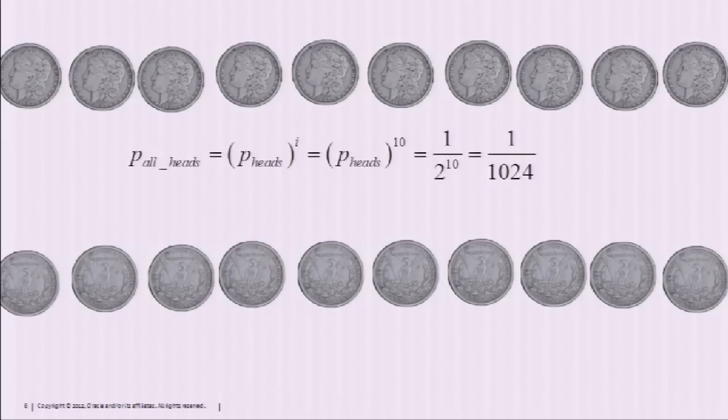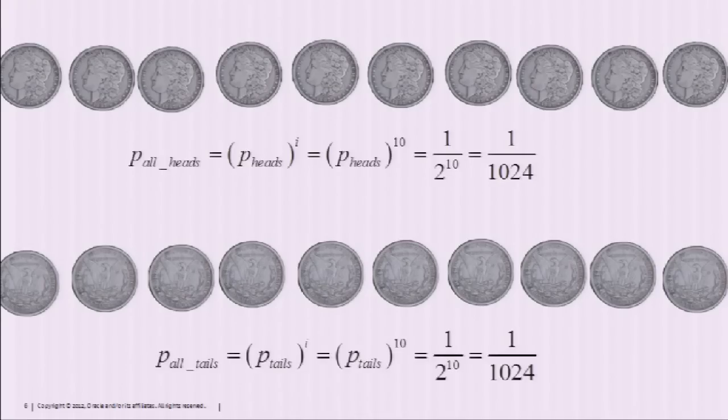Let's say we have a different sequence of 10 coin tosses, say 10 tails instead. What would the computation for that be like? Well, it would be pretty similar. We take the probability of getting a tail, which is again 1/2 because it's a fair coin, and we multiply that together so we get the same answer, namely 1 out of 1024.